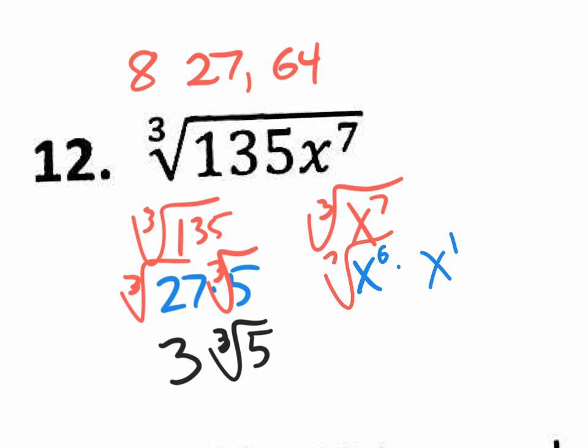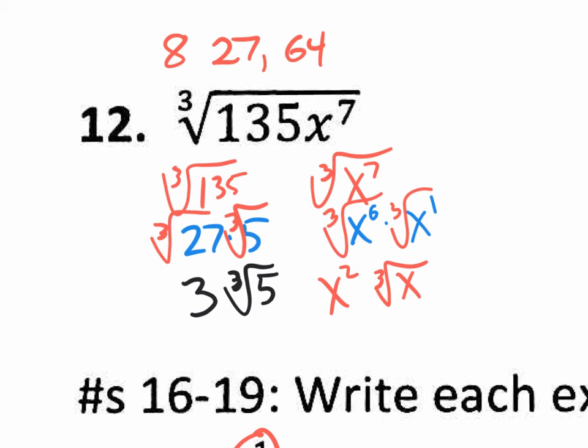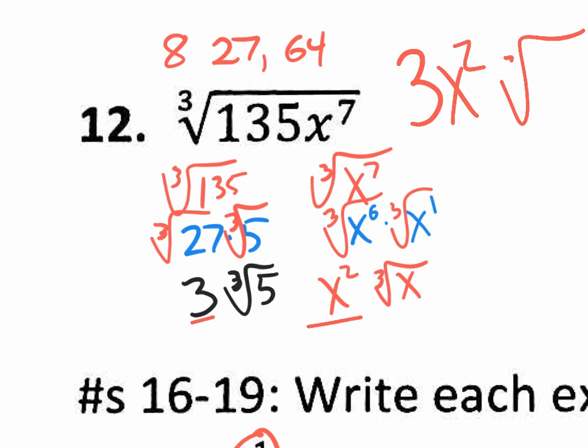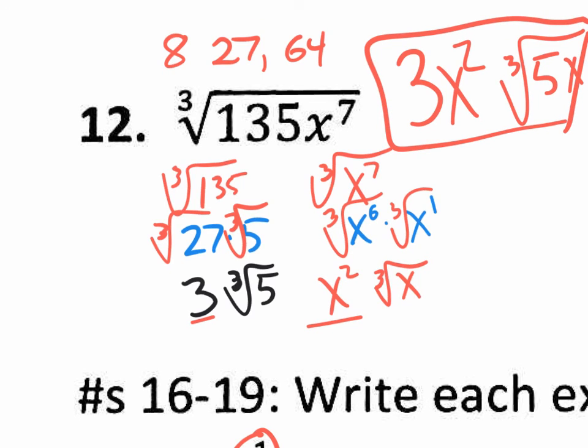That way when you split that third root, you're going to have x squared and bring down the cube root of x to the 1. That's your answer. All you need to do is rewrite it. So your final answer will be the 3, the x to the 2nd, and then the cube root of 5x together. Does it matter if you put the 1 on the x? It doesn't matter, but it's not necessary.